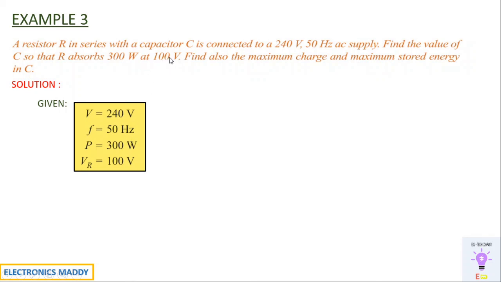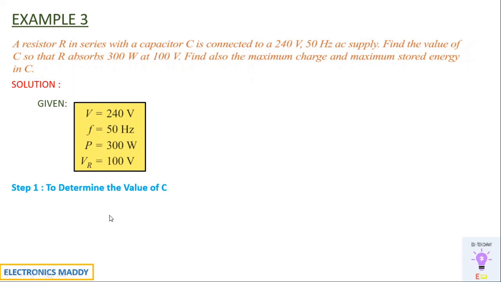That clearly means that the voltage across the resistor, VR, is nothing but 100 volt. At VR equal to 100 volt, the power consumed by the circuit is 300 watt with respect to the resistor. That is what they have mentioned. So that's the reason: if you write the given data clearly, you will be able to solve any number of problems by properly analyzing them.